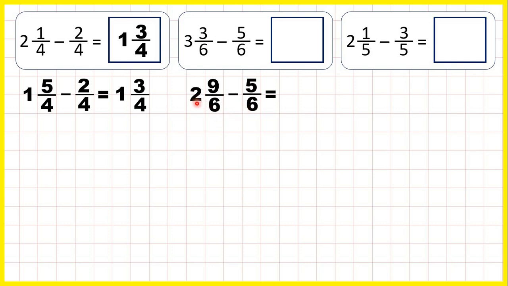So our whole number is now 2, and 9/6 minus 5/6 is 4/6, because the denominator stays the same and 9 minus 5 is 4. So our answer is 2 and 4/6.